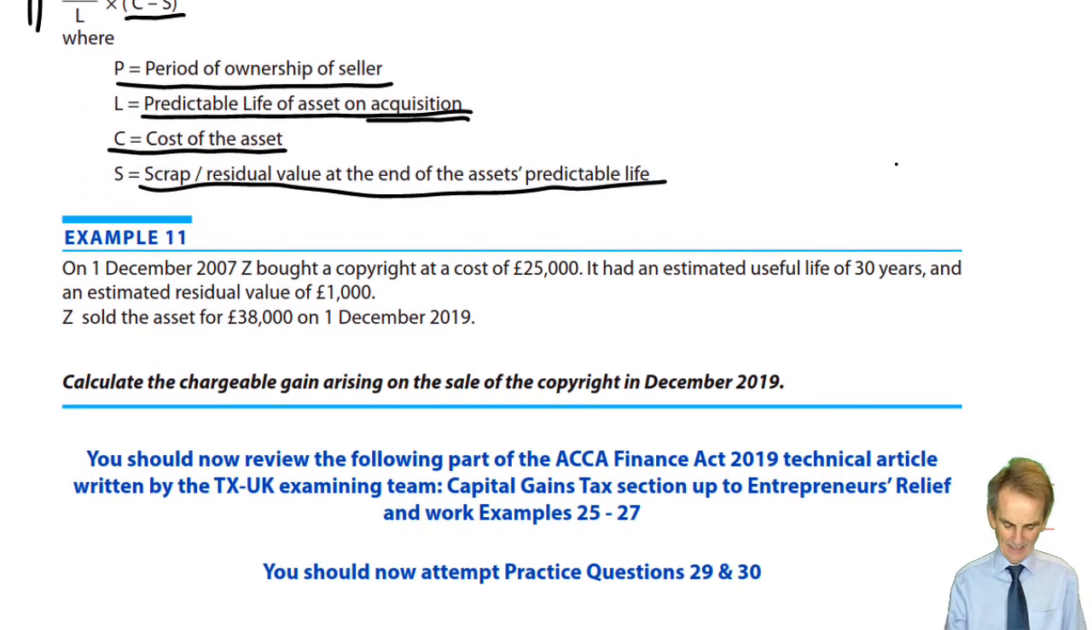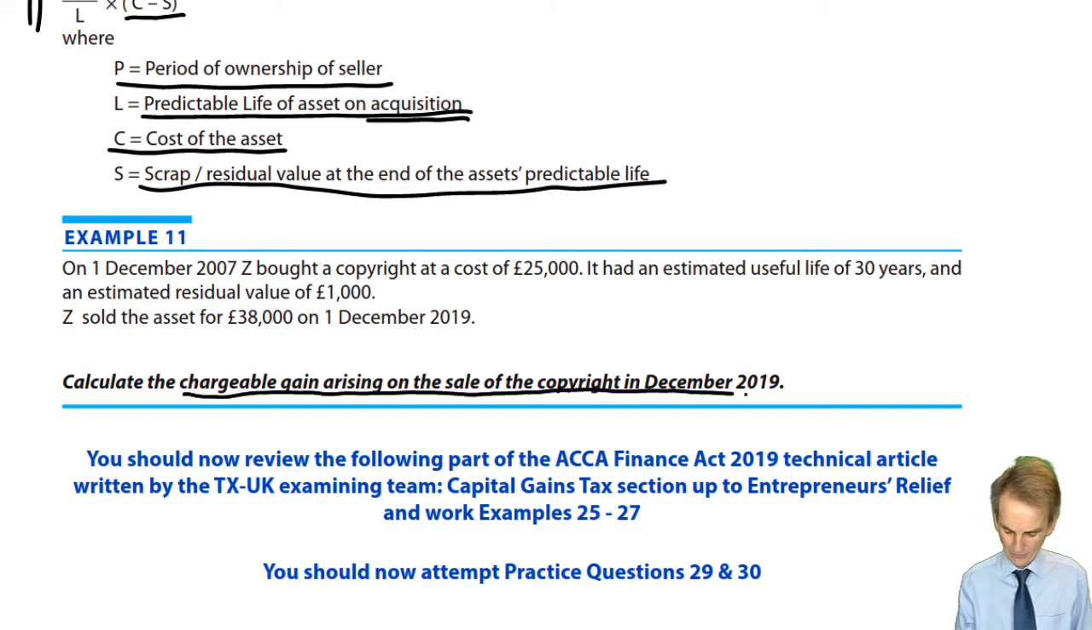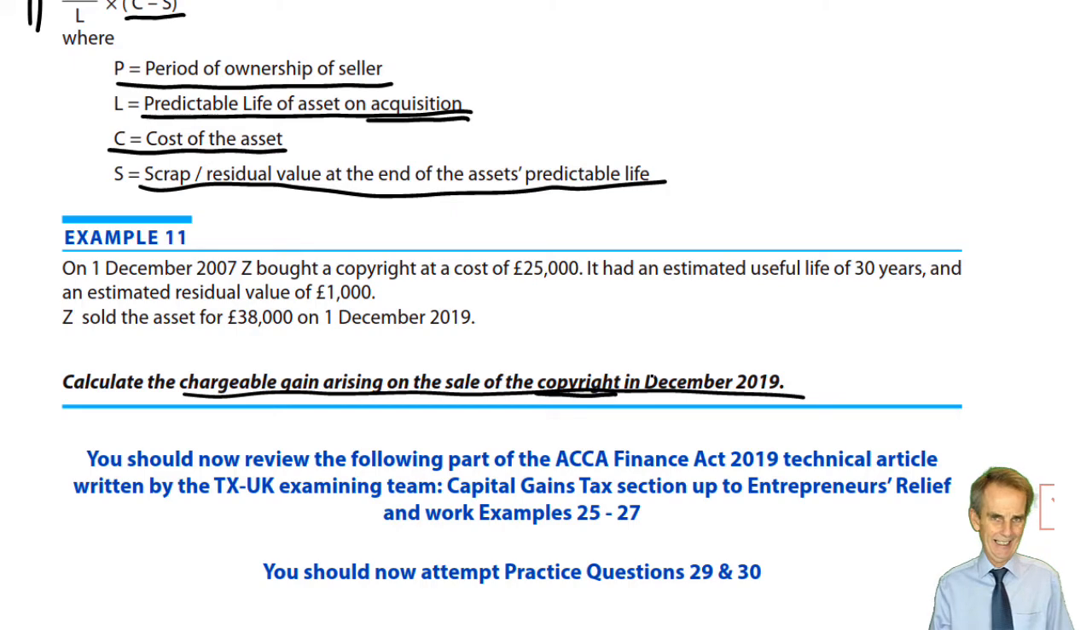As luck would have it, here we have a final example, example 11, to deal with this situation and to complete this particular chapter. Calculate the chargeable gain arising on the sale of the copyright in December 2019. So you've got to pick up copyright. What is that? It's an intangible, it's not a chattel. But a copyright, as you'll see from the information provided, is a wasting asset. It will have a life of not more than 50 years. So we're going to have to restrict the allowable cost in any gain/loss calculation.